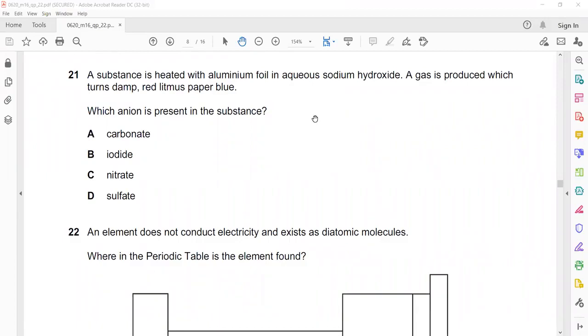A substance is heated with aluminum foil in aqueous sodium hydroxide. So there is aluminum foil and sodium hydroxide. A gas is produced which turns damp red litmus blue. What could be the answer? Which ion is present? Basically, this is a test for which ion.